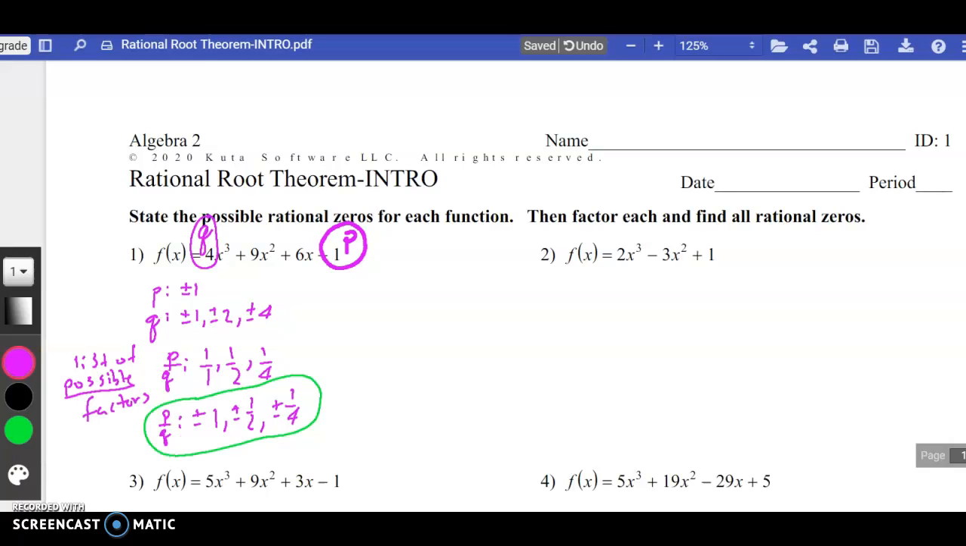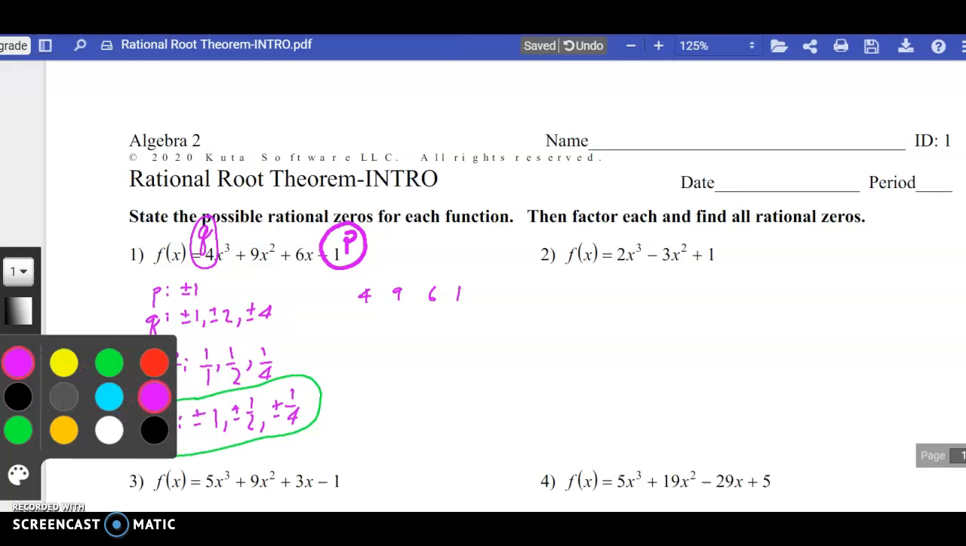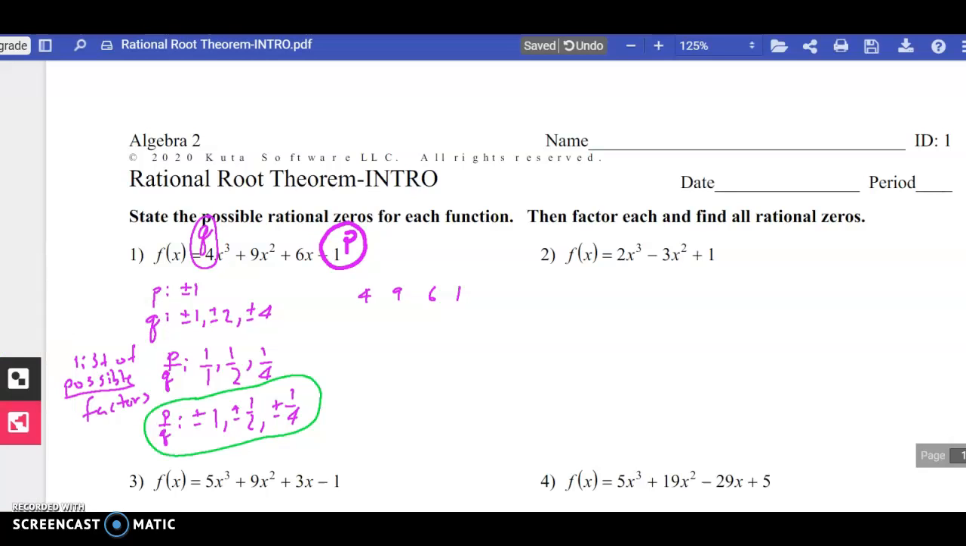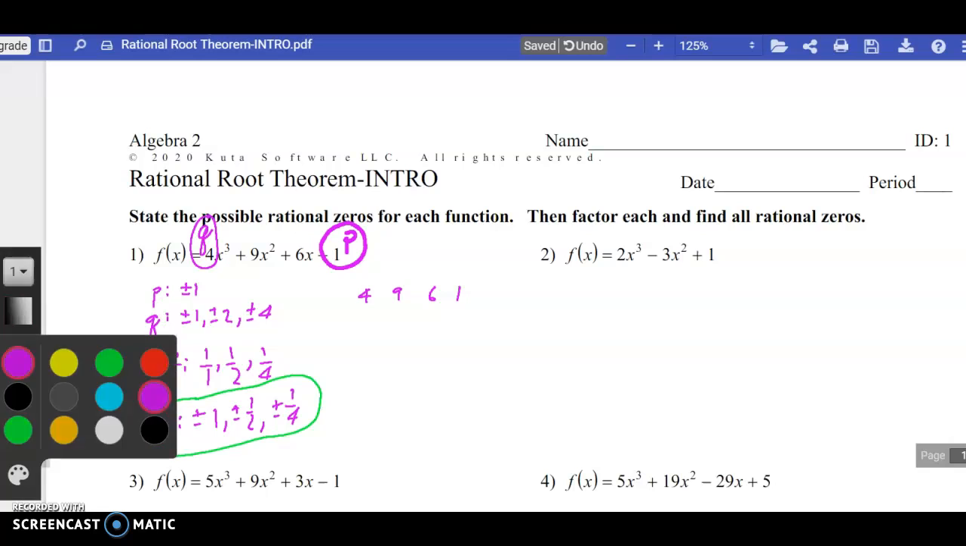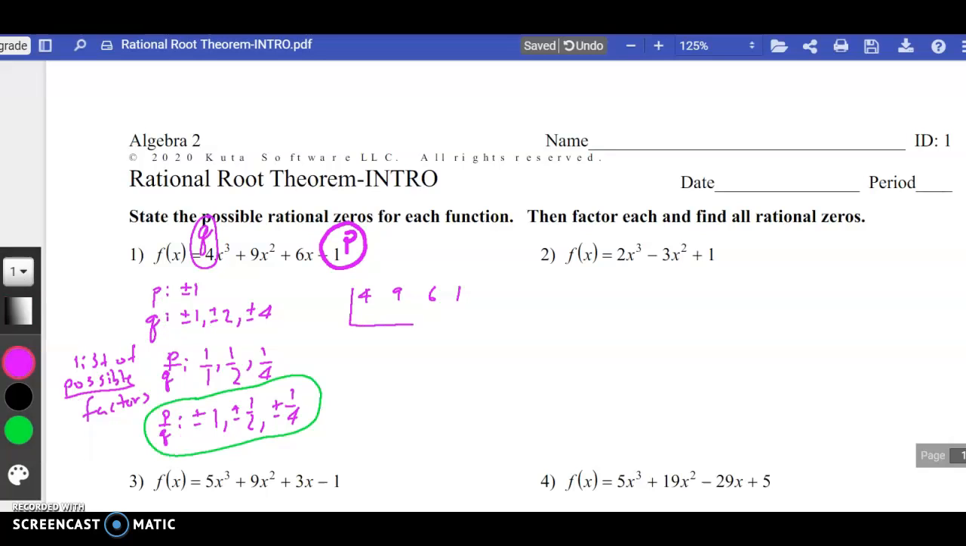Once I have this, I need to go back and use synthetic division. Using the values from number 1, I have 4, 9, 6, and 1. I can't tell if that was a positive or negative 1. That was a positive 1. Everything was positive. All right, let's go back to it. I'm going to start with a positive 1 from my list. So using positive 1, I bring down the 4.